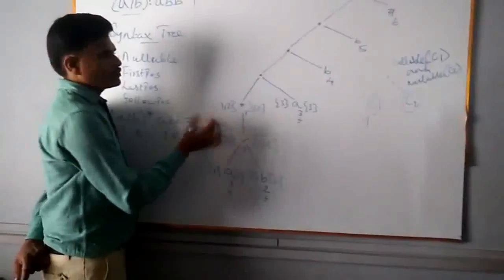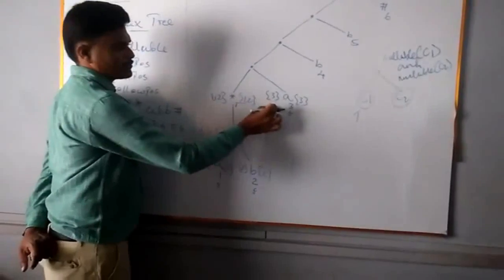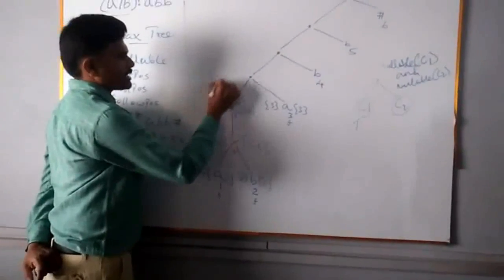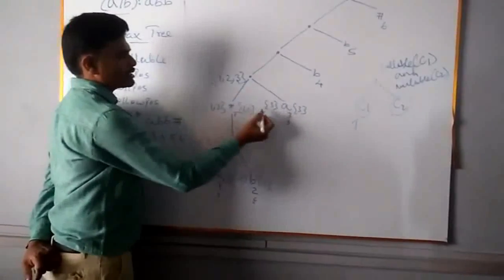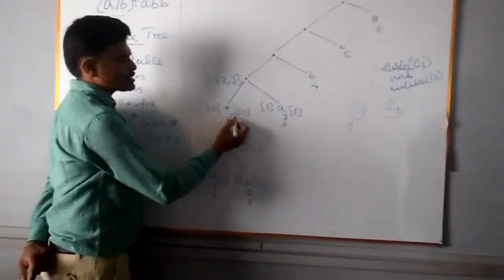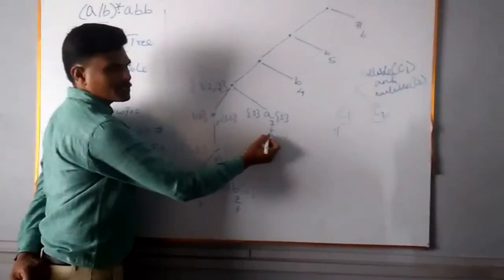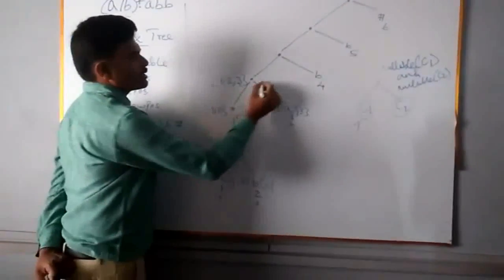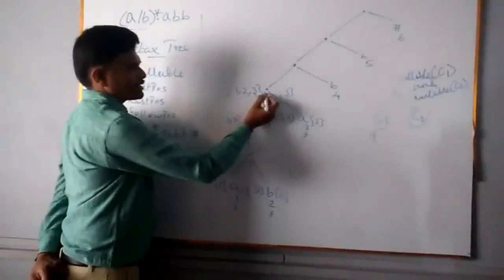So if it is true, the answer will be first position of C1 union first position of C2. So you will be getting the answer as 1, 2, 3. And for finding the last position, if the first position of C2 is false, then automatically your answer will be 3. Okay.